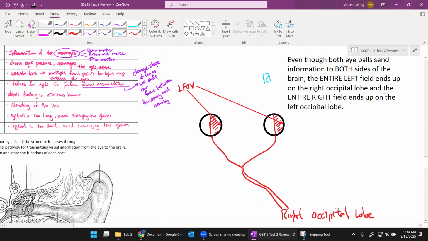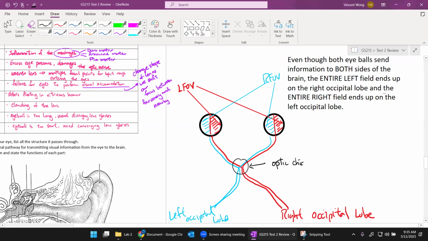Similarly, if you have the right FOV, this stuff is going to end up on the left half of the eyeball. But as I told you, the entire right field is going to end up on the left occipital lobe. So if you're already on the left side, you don't need to cross the midline, you just continue on. But if you're on the right side, you have to cross the middle and go to the other side. The location where they're crossing is called the optic chiasma.